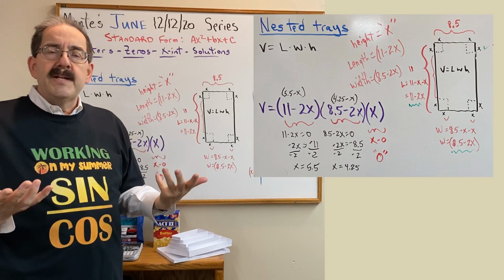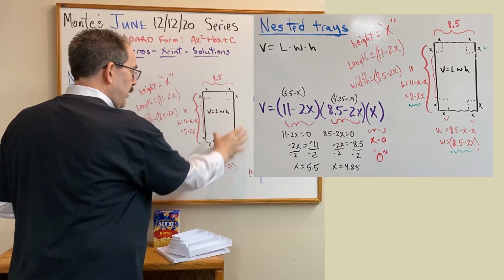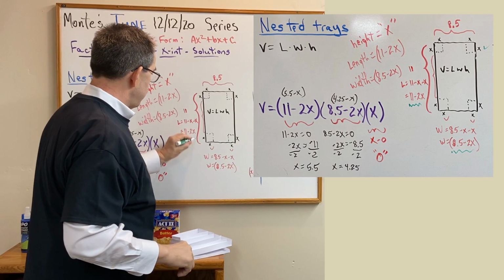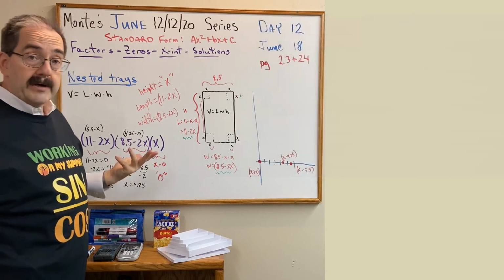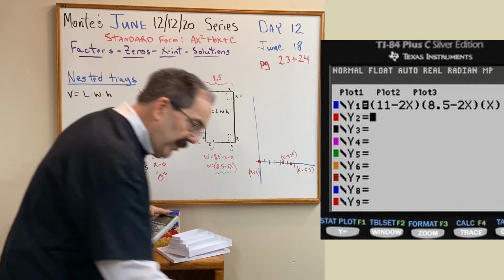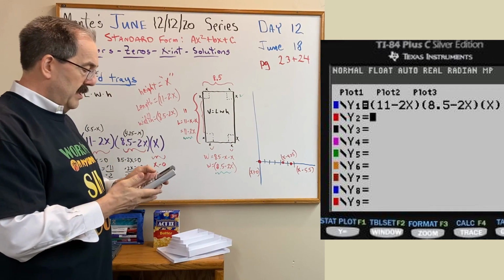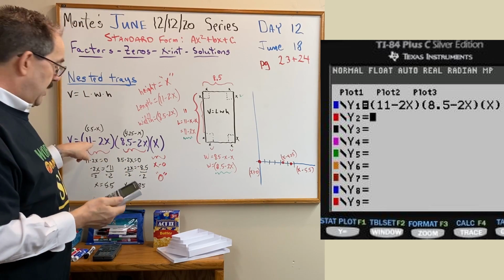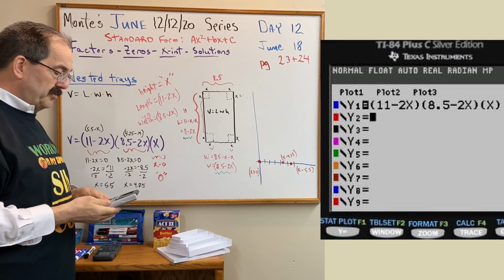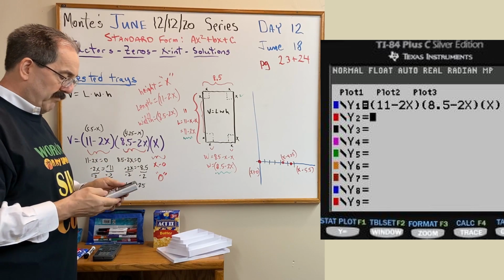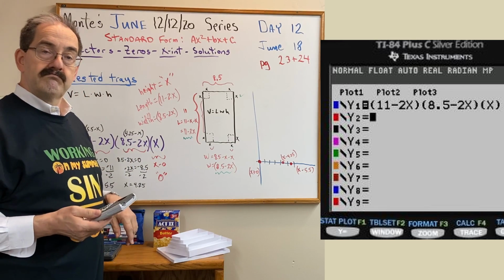Here is everything we need to know. All those algebra skills right here. We saw the real world math. We wrote out the equations. Length, width, height. Now it's a calculator activity. Let's just type it in and see if we can generate what this says. Okay? So, turn your calculator on, go to the Y=, type it in, and I'm going to type in 11 minus 2x. Make sure you use parentheses in all these. So, parentheses, 11 minus 2x, close parentheses, open parentheses, 8.5 minus 2x, close parentheses, times x. Hit graph.